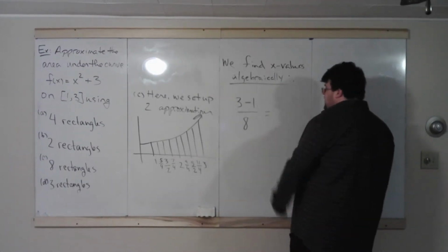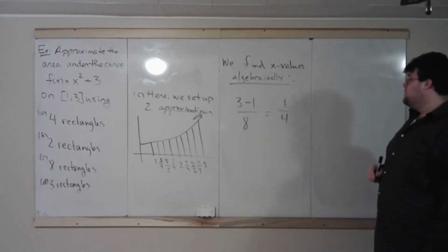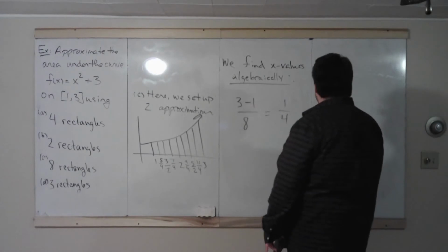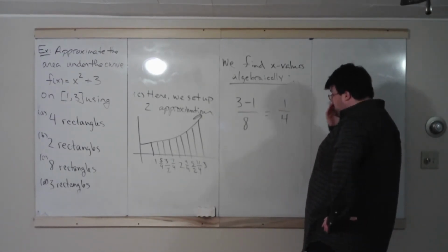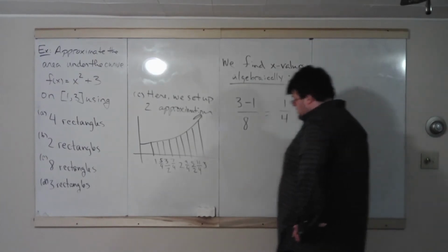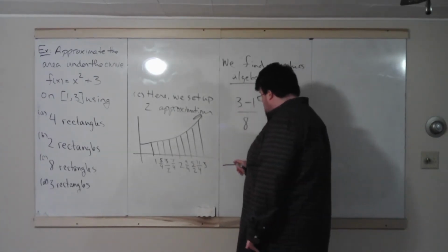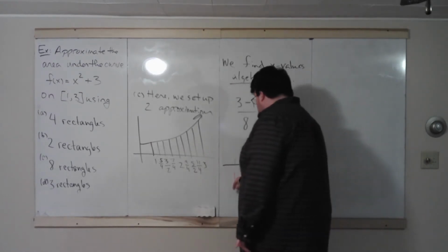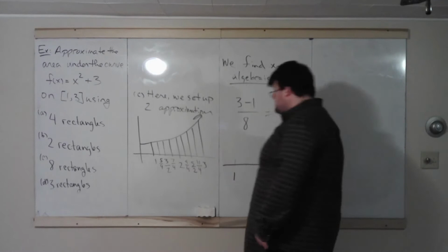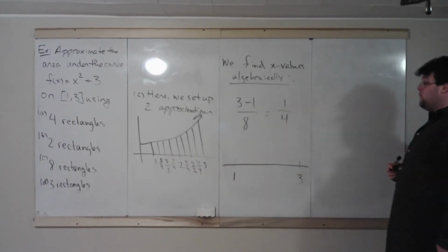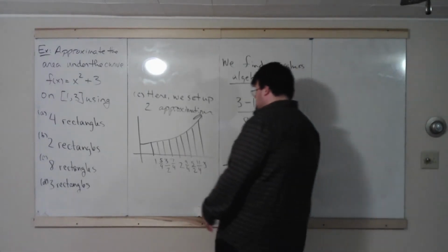What is that here? 2/8, which is 1/4. Now, I probably should have put this on a different board. Well, whatever. Now, here's our x-axis. We have that 1/4. I'm going to mark off 1. I'm going to mark off 3, because that's the interval in question. And how can we use that 1/4 to find these values?